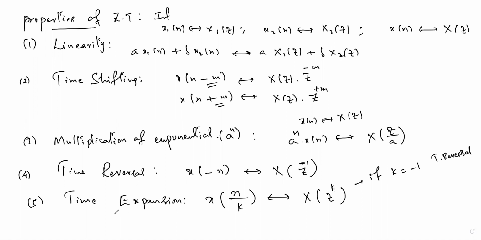So some student asked me once, what about time compression? K value, if it is less than 1, obviously is compression. So the same property, time expansion or compression, we can say. K value greater than 1 means it is expansion. K value less than 1 means it is compression. The property statement does not change.